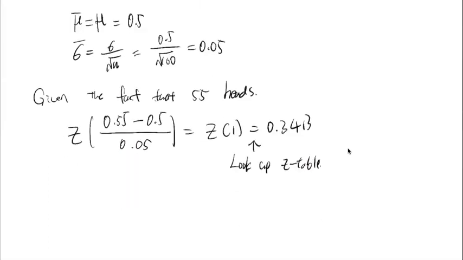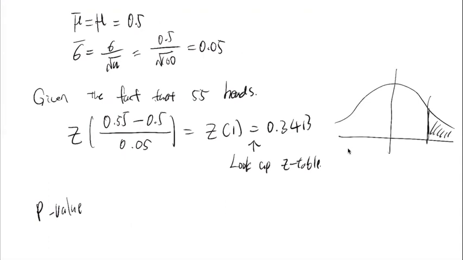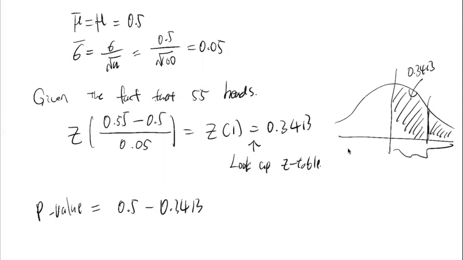Again, similar to what we did in the previous video, we calculate the p-value. If you look at the curve, the p-value will be the area here, and the z-score of 1 standard deviation from the mean, 0.3413, will be here. So the p-value will be 0.5, which is the whole area on the right, minus 0.3413, which is 0.1587.